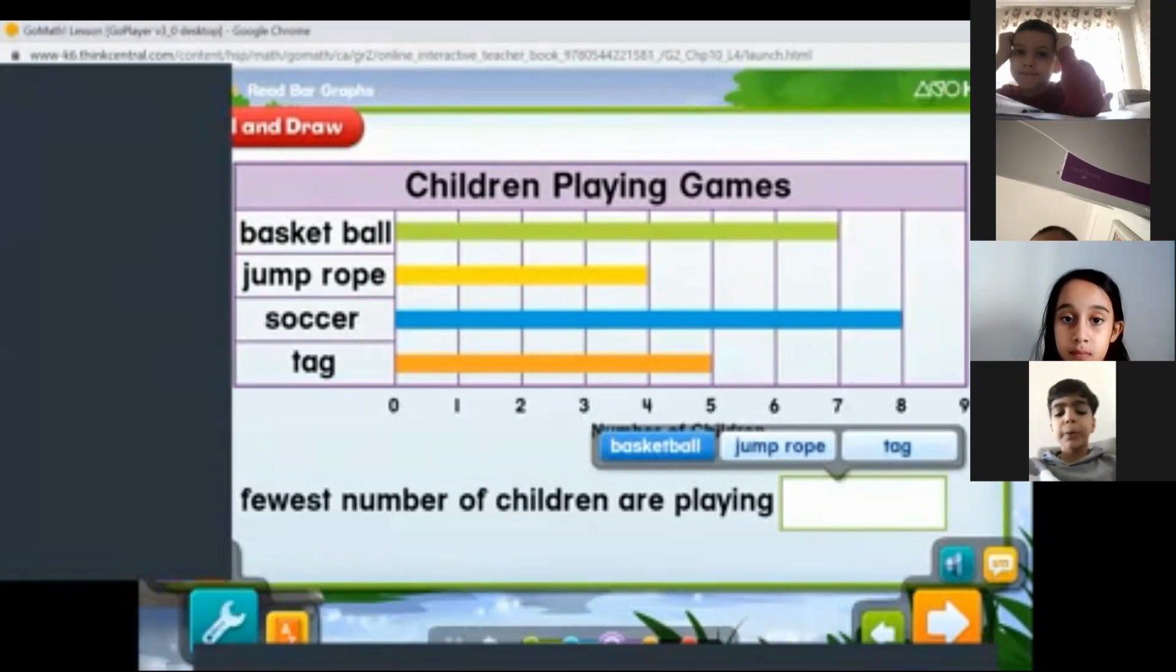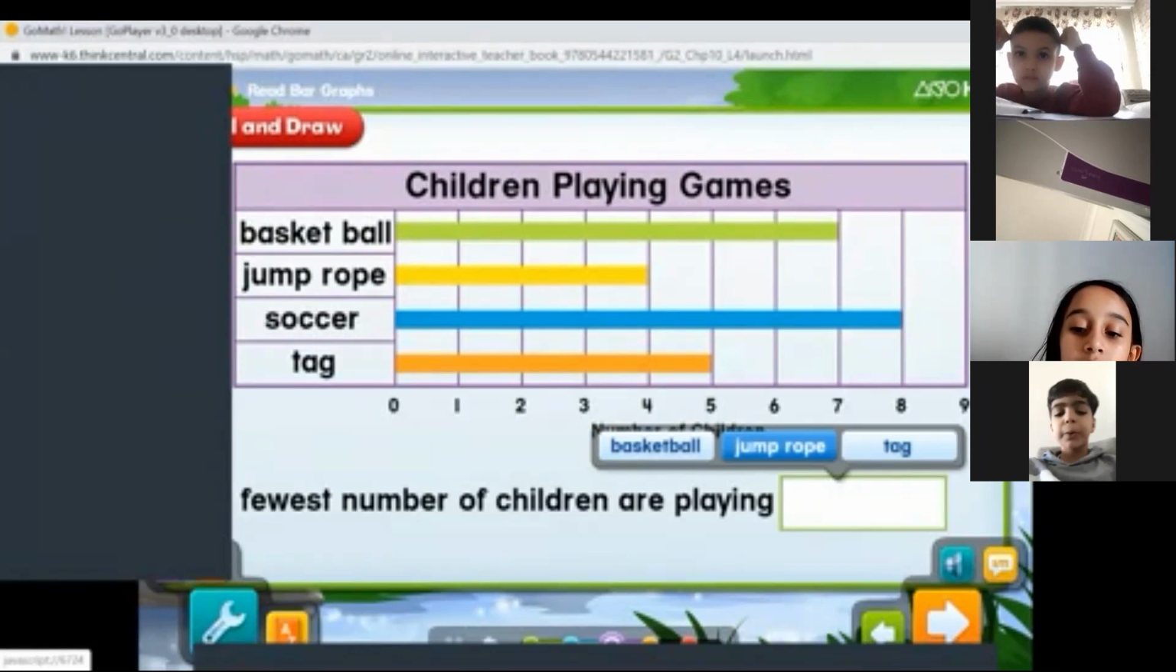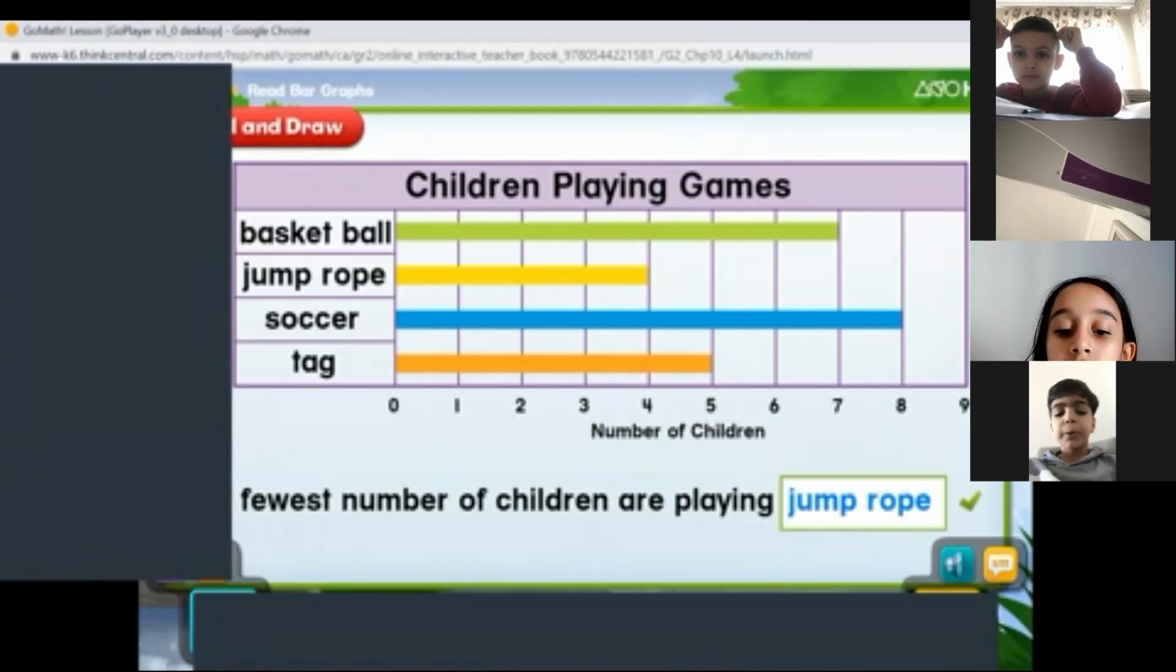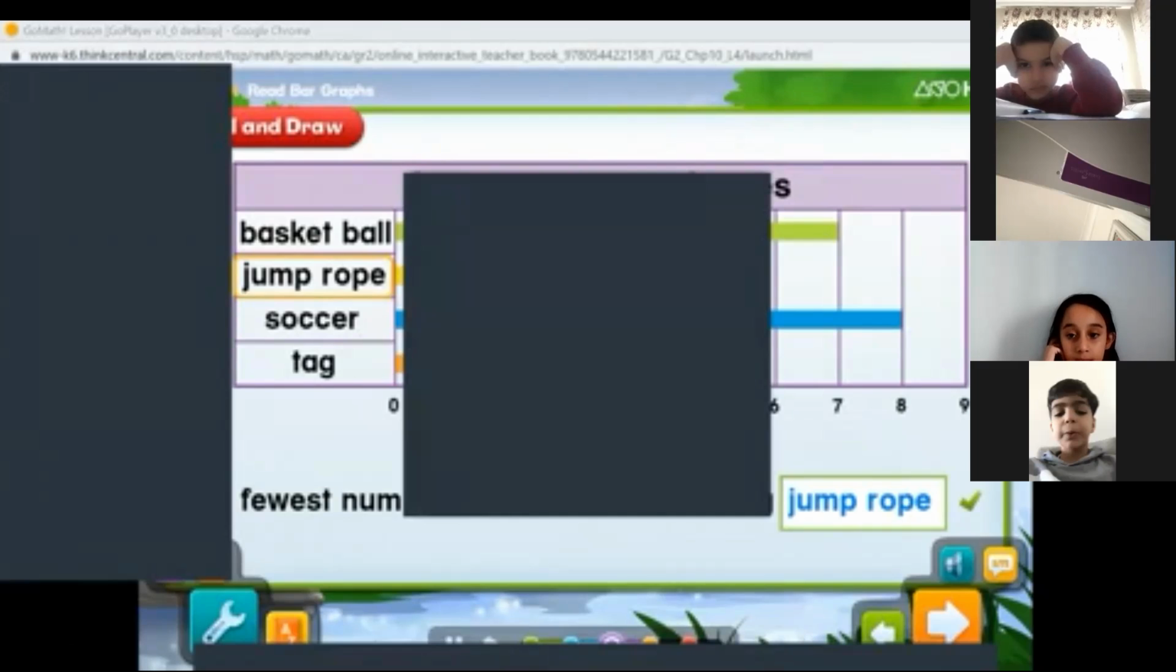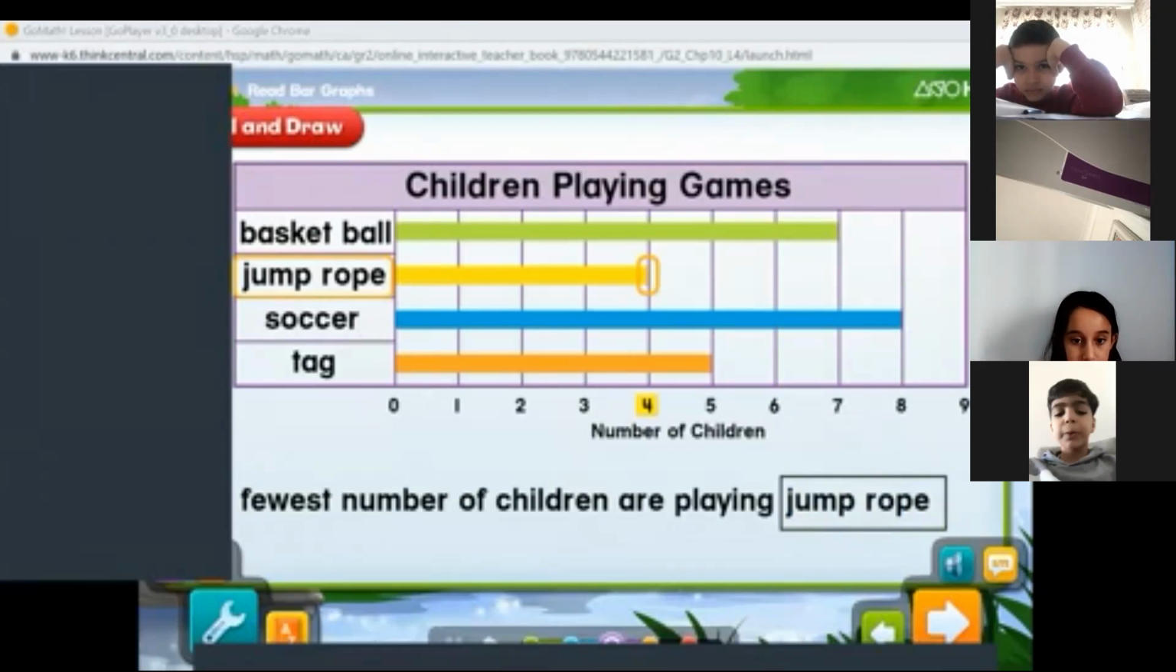The shortest line. So the shortest is here and the longest is here. It's very easy to count it, okay? The shortest with four children playing it. The longest with 8 children. Okay, so our answer is going to be the jump rope. Excellent! Jump rope has the shortest bar, so the fewest children are playing jump rope. Okay.